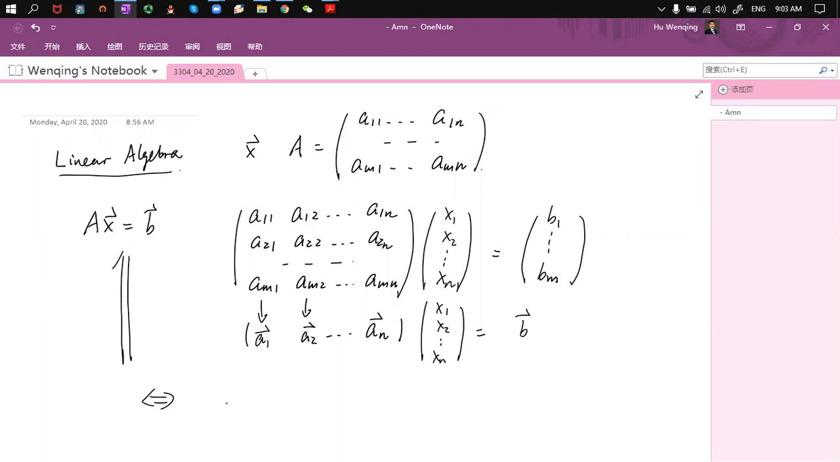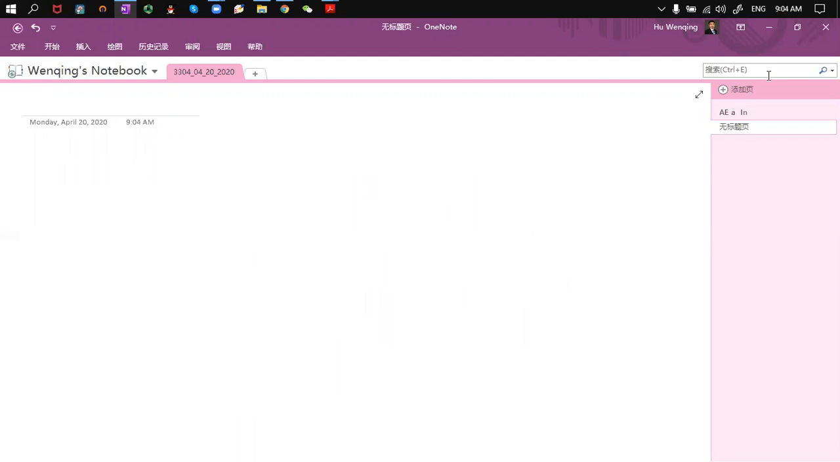Ax = b is the same thing as saying x1 a1 plus ... plus xn an is equal to b. That means a linear combination of these vectors a gives you the vector b. That is, the summation over i from 1 to n of xi times the vector ai is equal to b. Is that good, family?